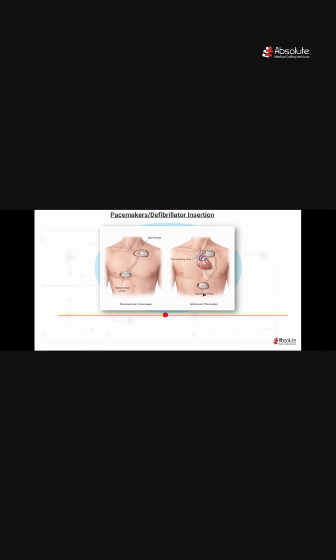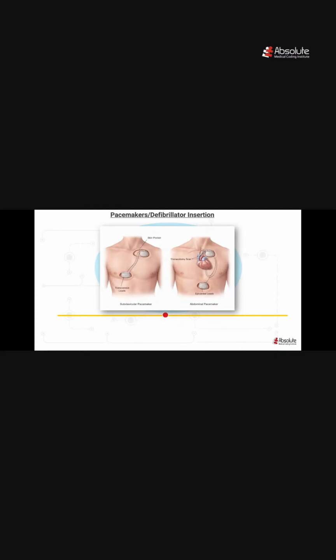The pulse generator, as you know, is a little box that holds the battery and the electronic parts. It is placed in a small subcutaneous pocket created by the surgeon. These pockets are usually made in the subclavicular site just below the collarbone, or in some patients just above the abdominal muscles under the rib cage. You can see it over here: this is near your abdominal muscles under the rib cage, and over here is the subclavicular site. All right.